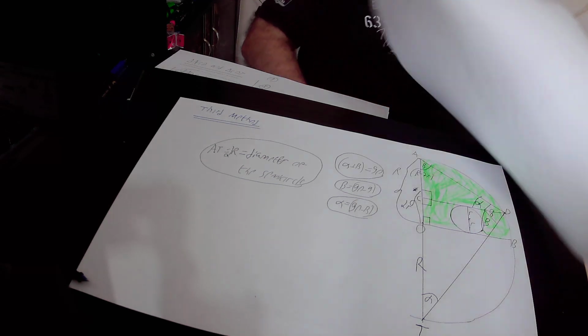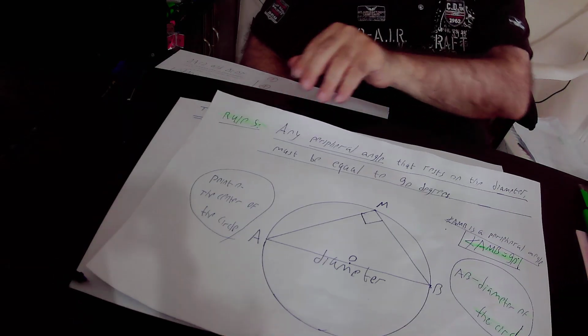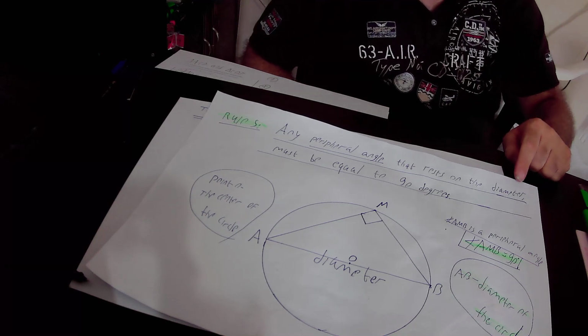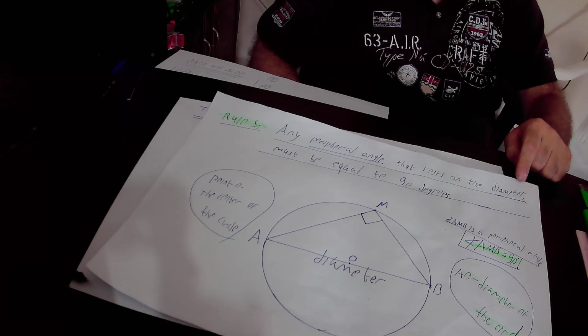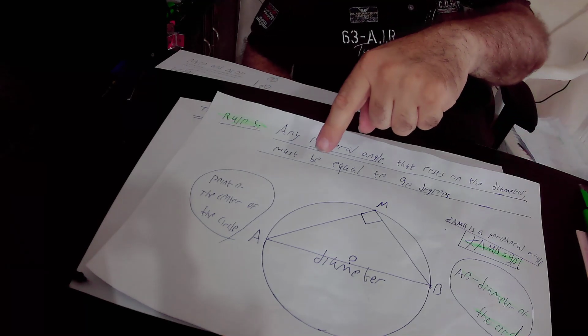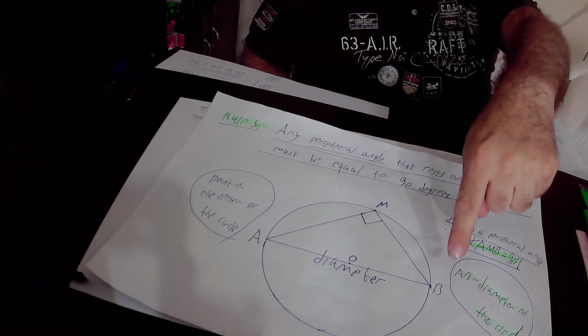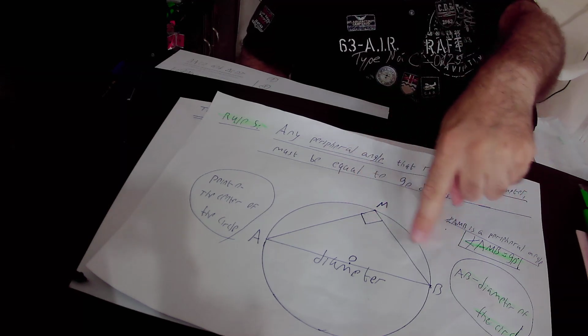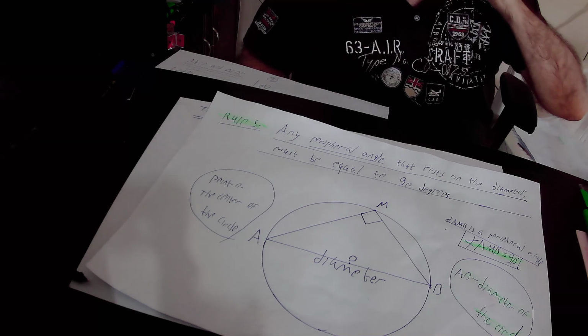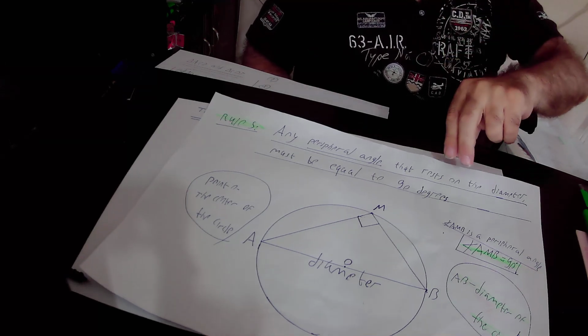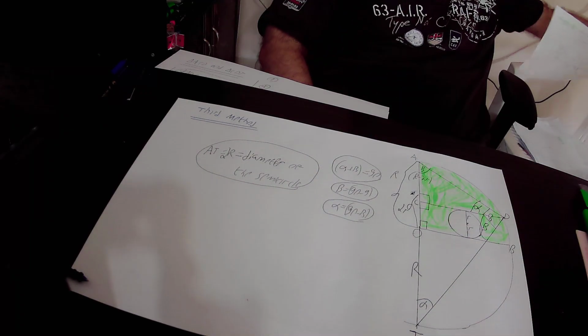According to rule number 5, any peripheral angle that rests on the diameter of the circle or the semicircle must be equal to 90 degrees. Here, peripheral angle AMB rests on AB, that is the diameter of the circle, therefore peripheral angle AMB equals 90 degrees according to this rule number 5. We can implement rule number 5 in our drawing.